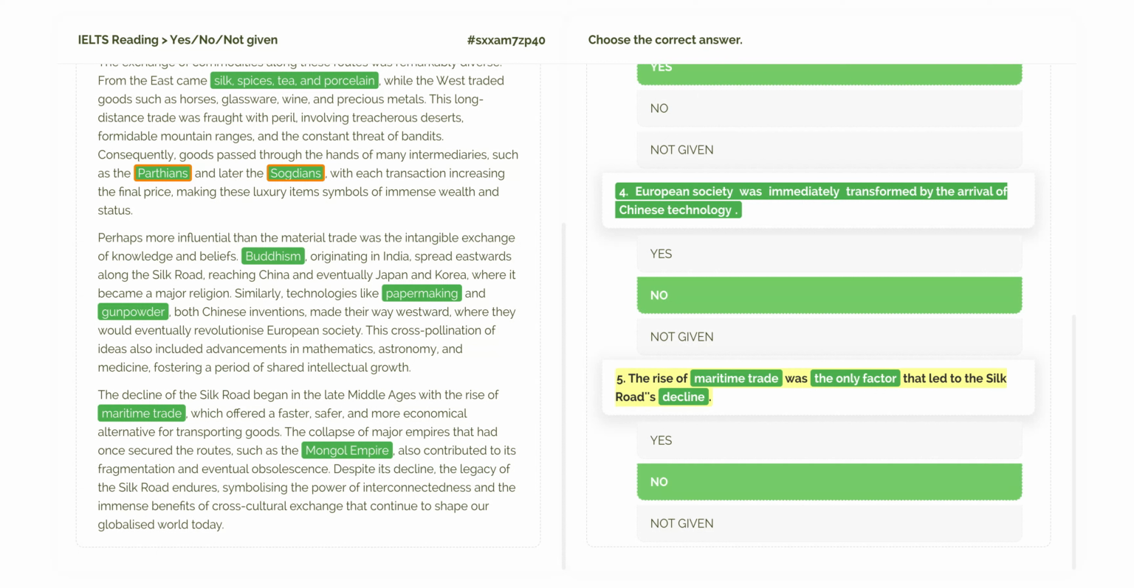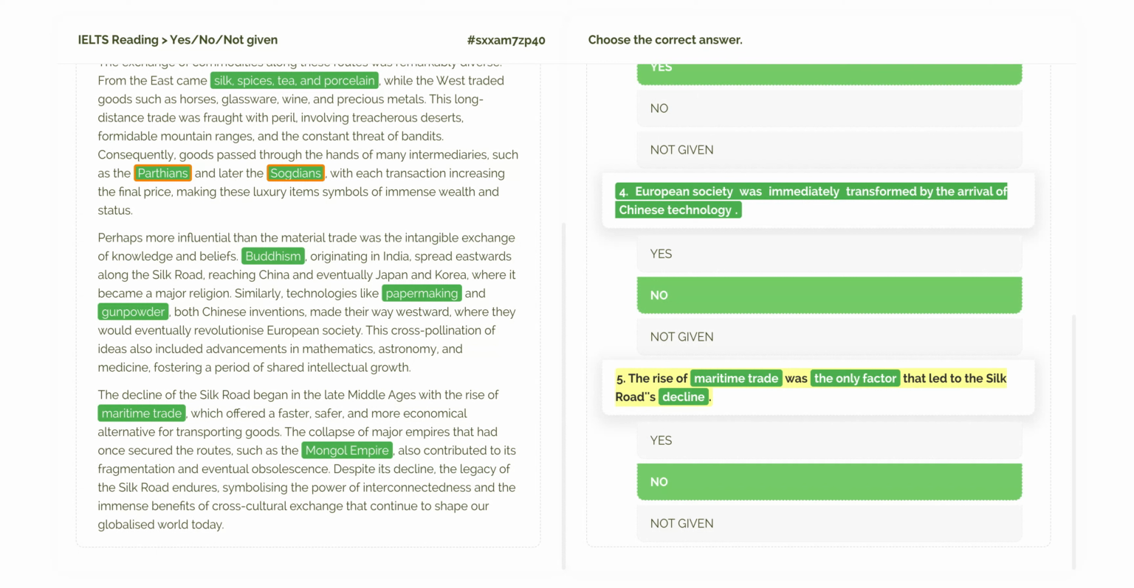The answer is no. Paragraph 4 says the decline began with the rise of maritime trade. However, the next sentence says, the collapse of major empires that had once secured the routes, such as the Mongol Empire, also contributed to its fragmentation. The word also clearly indicates there was another factor. Because there was more than one cause, the statement that maritime trade was the only factor is incorrect.